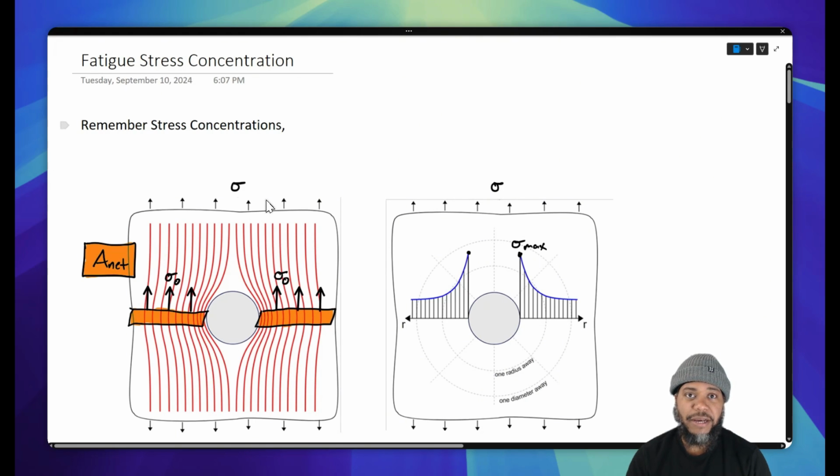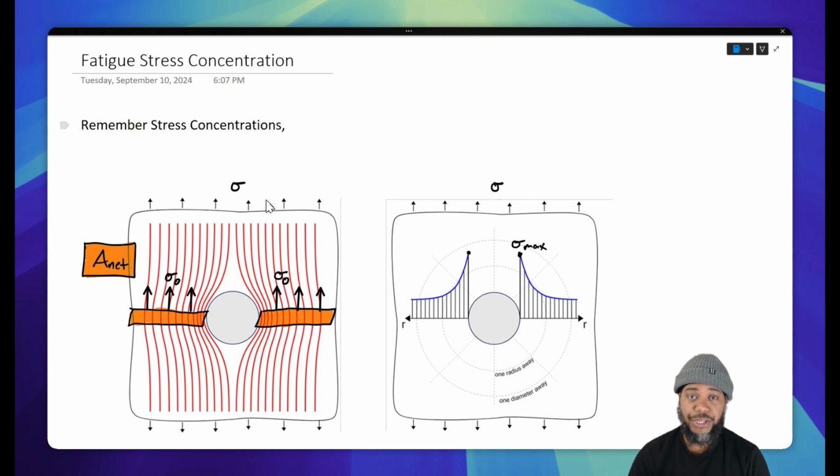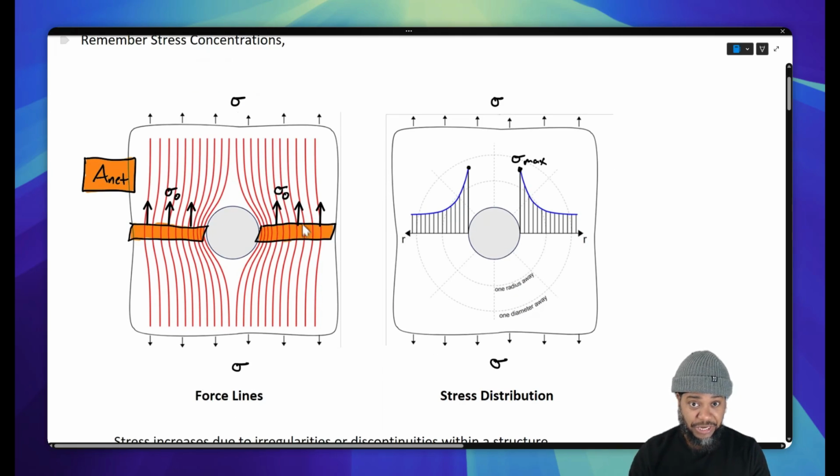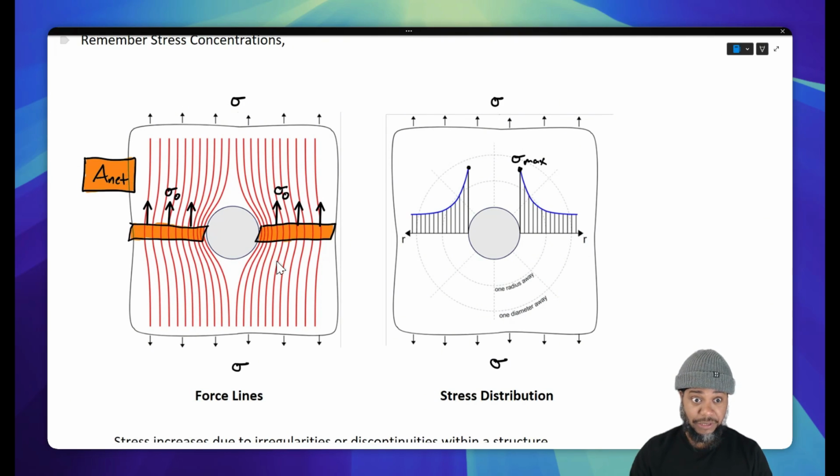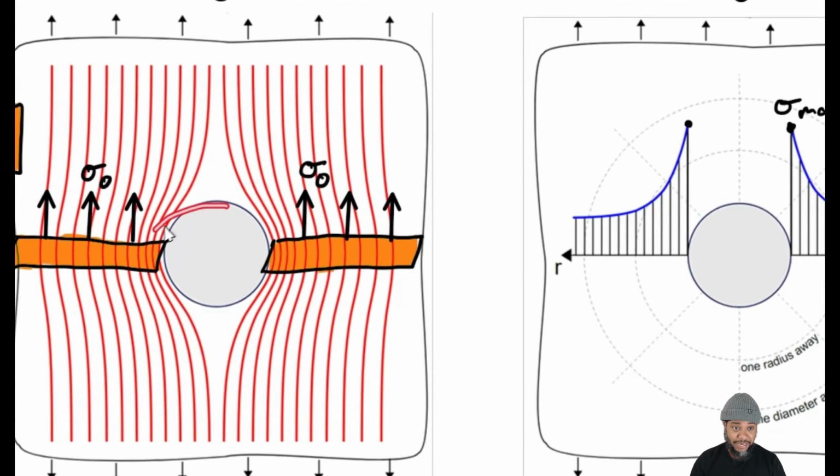Today we're going to learn about fatigue stress concentrations. Now, before we get to the effect of fatigue, let's remember the effect of stress concentrations under static conditions. So, for example, we have a plate of an infinite width and length, and that plate has a circular hole in the center of it.